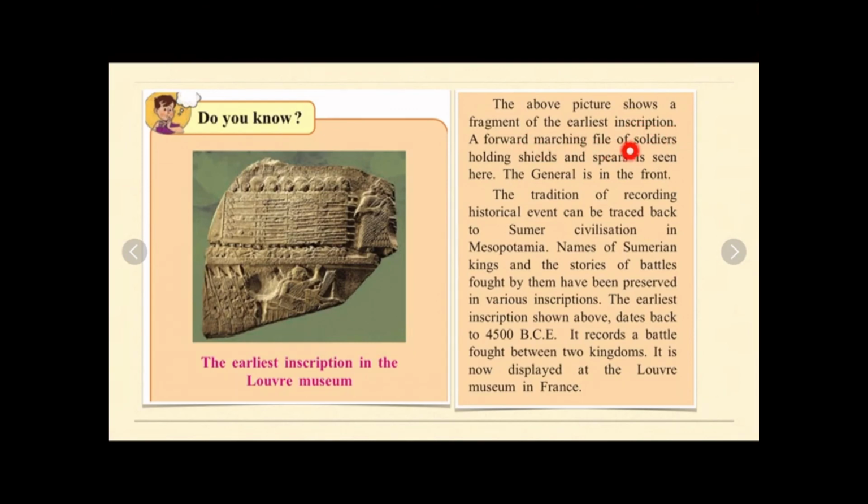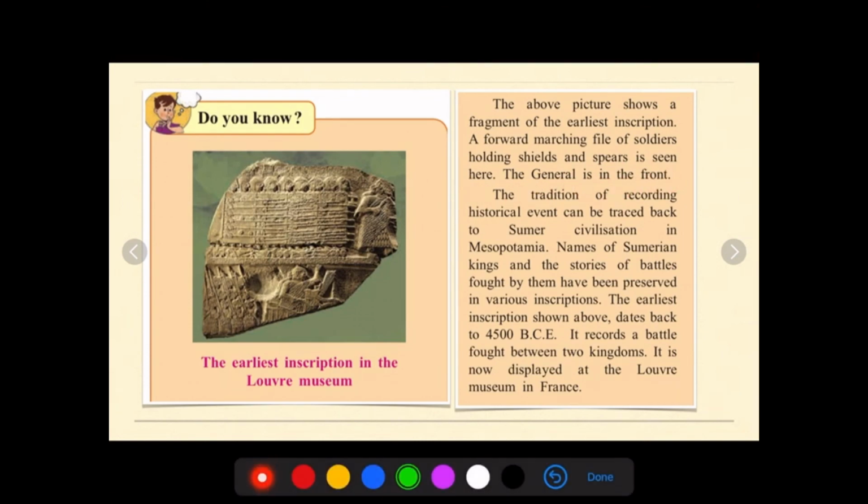The above picture shows a fragment of the earliest inscription. A forward marching file of soldiers holding shields and spears is seen here. The general is in front. So there are two kingdoms over here. This is kingdom number 1, this is kingdom number 2. Here there is a general in front, and here there is also a general, the head. The soldiers are behind. So it shows the fighting of earlier times, carved on the stone.